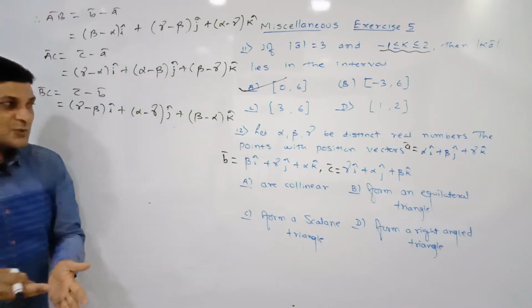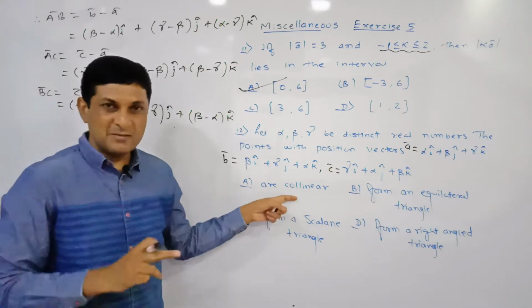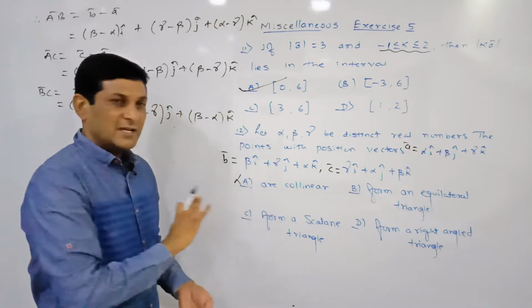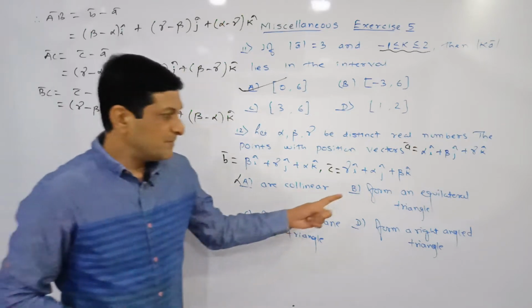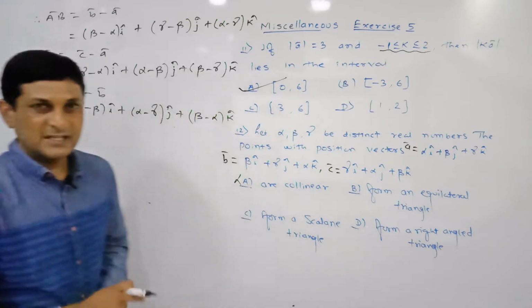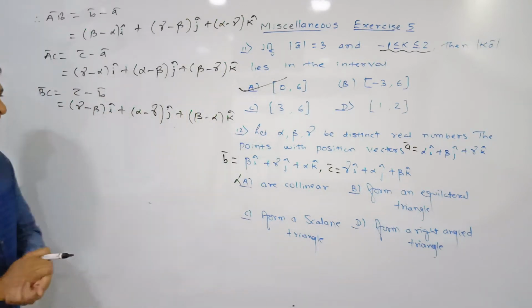AC bar. That's why it cannot be possible that AB bar and AC bar are collinear, which means we can say that the points are not collinear, isn't it? So now it may be possible that either the B condition will be satisfied, or C or D, any one of these three options is the correct answer.